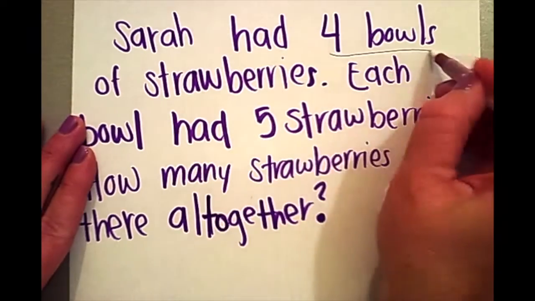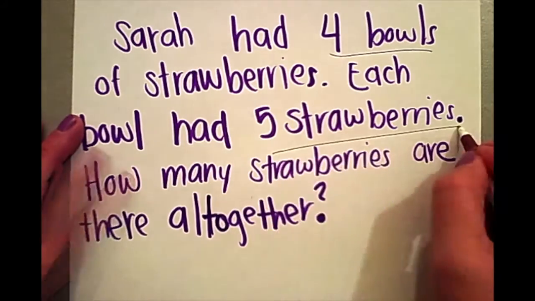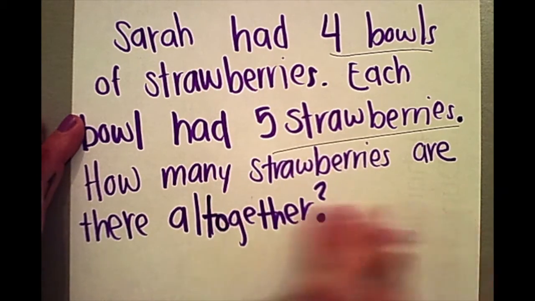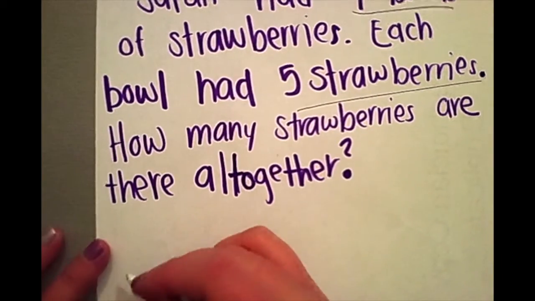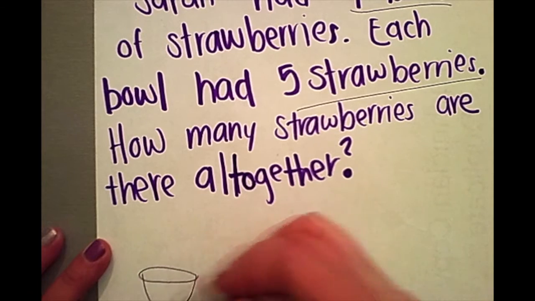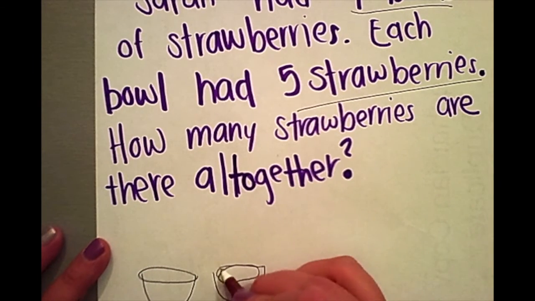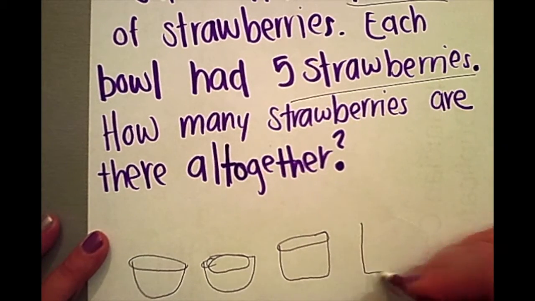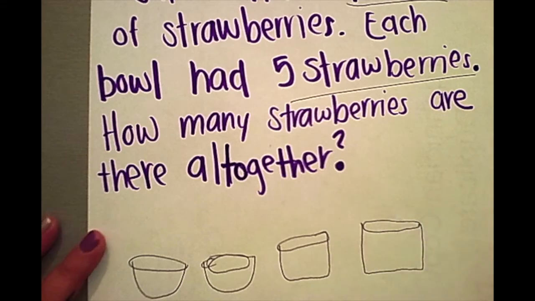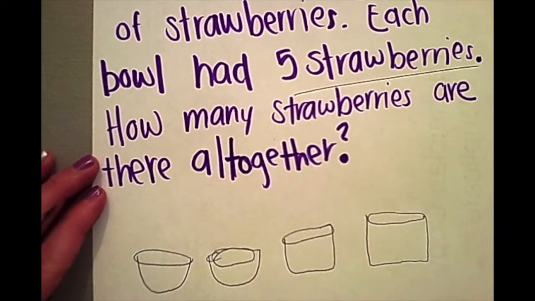So the second time, we're going to underline. Sarah had 4 bowls of strawberries. Each bowl had 5 strawberries. How many strawberries are all together? So Sarah had how many bowls? 4 bowls. 1, 2, 3, 4. They're kind of wonky bowls. Okay. Each bowl had 5 strawberries.